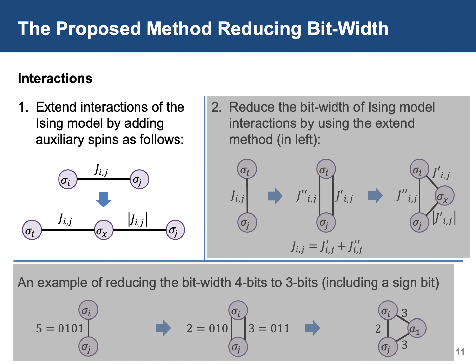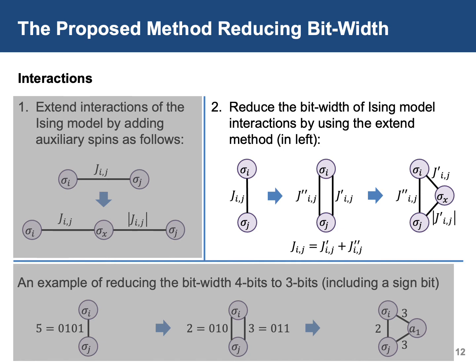I'll show you how to extend the interactions by adding extra spins. It is shown in the upper left. By adding the spin sigma x between sigma i and sigma j and setting the interactions as shown in the figure, the interactions of the original Ising model can be extended without changing the ground states of the Ising model.